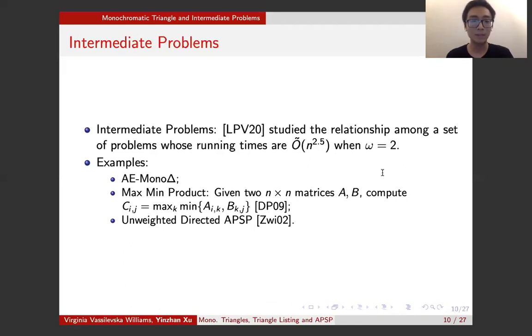Another one is the maximum product problem: given two n-by-n matrices A and B, we need to compute a matrix C such that C_ij equals the maximum over k of the minimum of A_ik and B_kj. The current best algorithm for maximum product also runs in n to the (3 plus omega) over 2 time, by Duan and Pettie. Another intermediate problem is the unweighted directed APSP problem, whose current best algorithm is Zwick's algorithm.